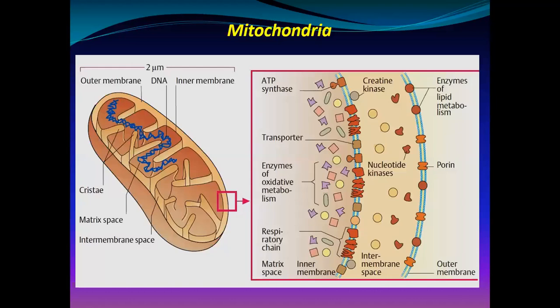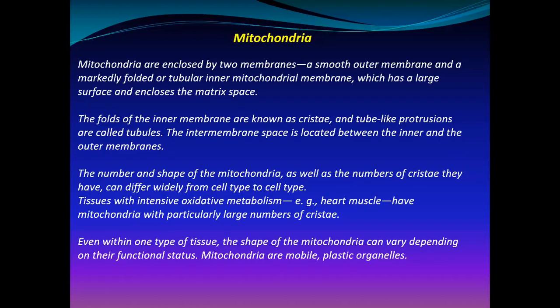Where a tissue depends on more oxidative metabolism, the number of cristae is increased. An example is cardiac muscle, where a lot of oxidative metabolism takes place, so the number of cristae is high. Even within one type of tissue, the shape of mitochondria can vary depending on their functional state. And mitochondria are mobile, and they are called plastic organelles.